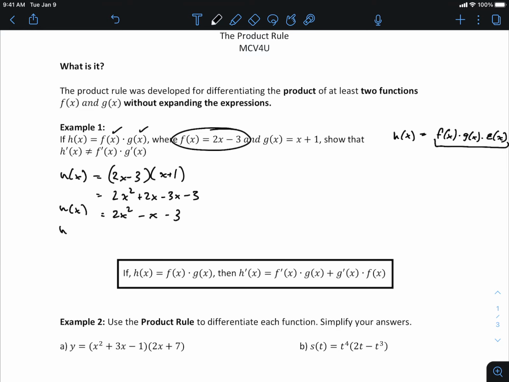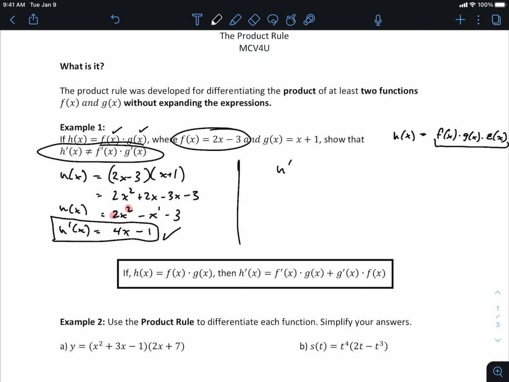H prime of x, you guys would have learned yesterday, we could apply our power rule to this, right? And we're going to say, okay, well, I'm just going to derive this. So it's going to get 4x minus 1 will be the derivative here, right? I got that by taking the exponent and multiplying it by the coefficient and subtracting 1. We saw that big long proof yesterday. And same thing here, the exponent on that is 1. Now, this is the actual derivative. This is the answer. What I want to do here is show you that this is not true, right?